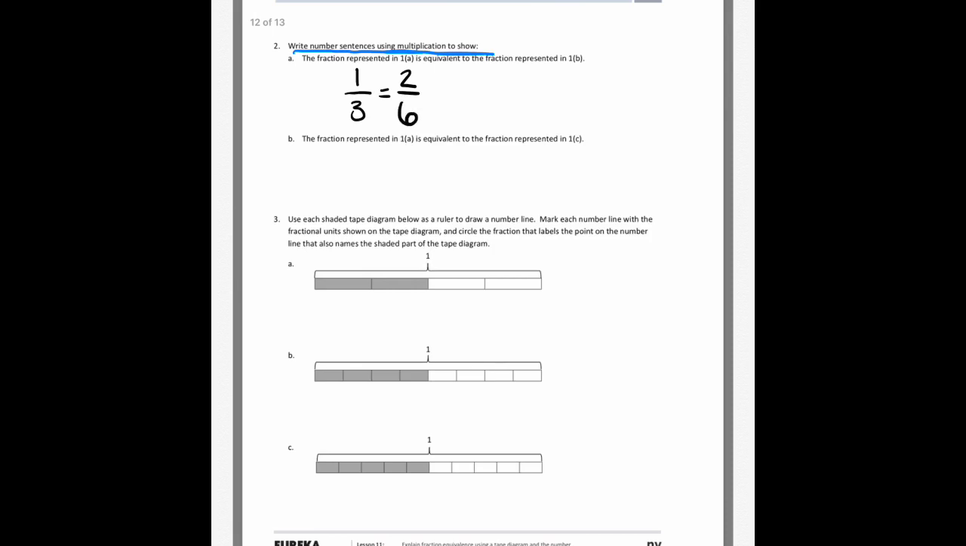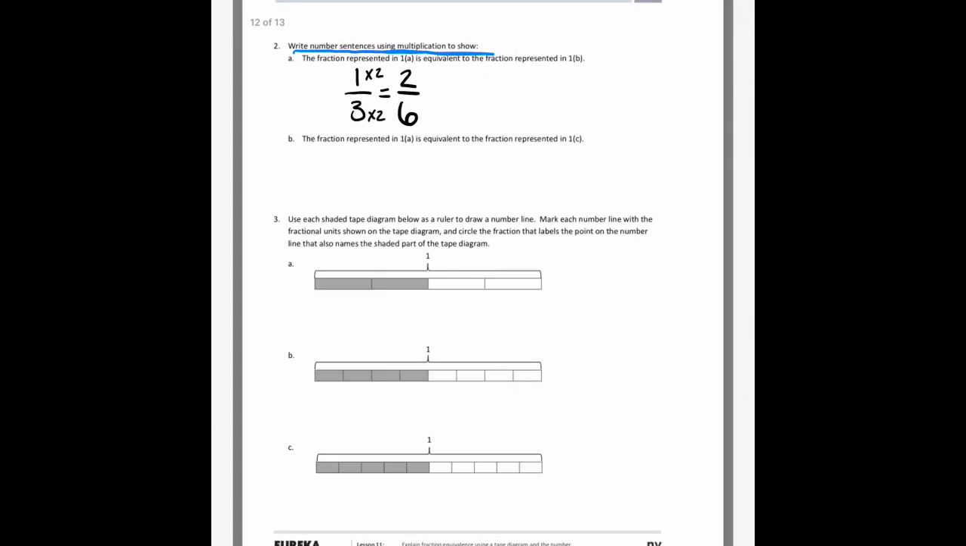Now your teacher may have shown you a little bit differently, but I show my kids to just put a tiny times 2 on the numerator and the denominator, to show that 1 times 2 is 2 and 3 times 2 is 6, so that proves that it's equivalent. That's just a little shortcut that we've been using.